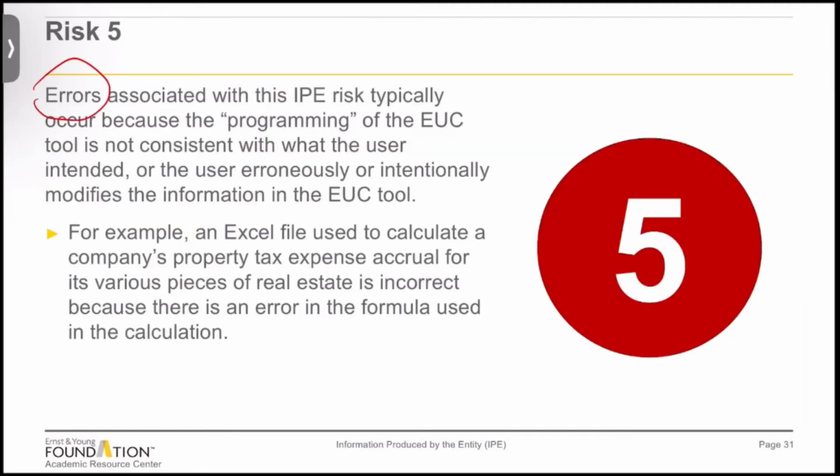So errors that are associated with this IPE risk typically occur because the programming of the EUC tool is not consistent with what the user intended, or the user erroneously or intentionally modifies the information in the EUC tool. So for example, an Excel file used to calculate the company's property tax expense accrual for its various pieces of real estate is incorrect because there is an error in the formula that is used in the calculation. So of course, because the incorrect formula was used, therefore the whole report would be incorrect.